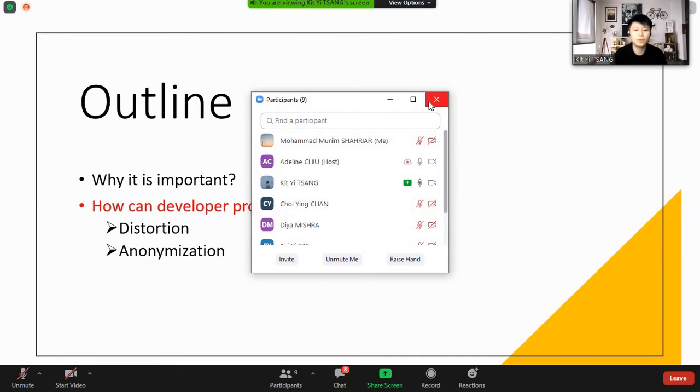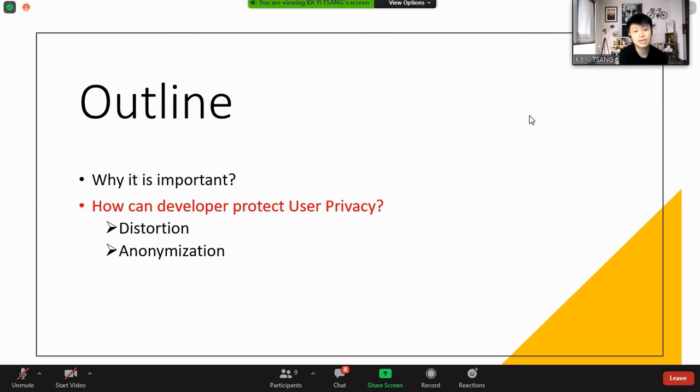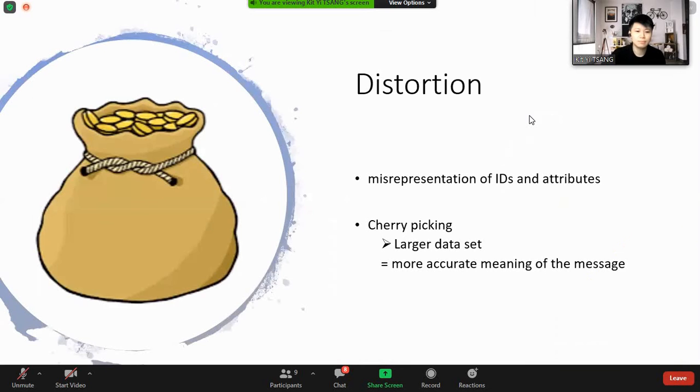There are two common ways to protect user privacy. Let's start with the easier one first, distortion. It means the misrepresentation of IDs and attributes through cherry picking and graphical warping techniques. The purpose is to distort the reality by affecting readers' interpretation.